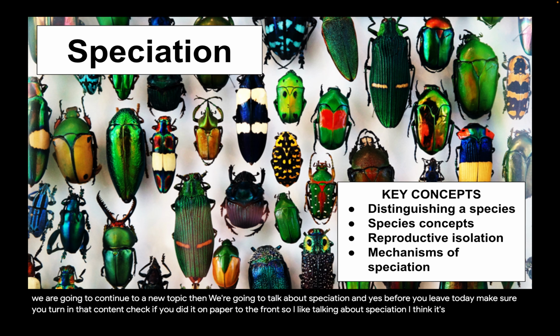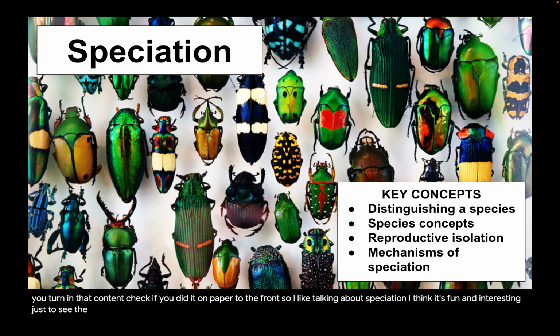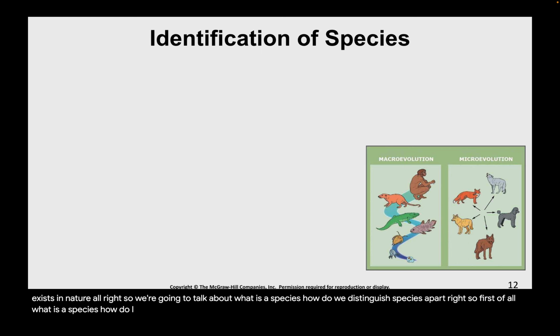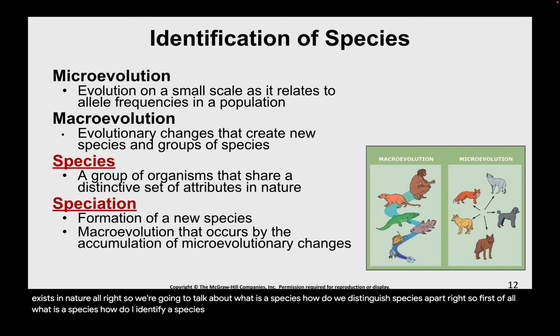I like talking about speciation. I think it's fun and interesting just to see the variety that exists in nature. So we're going to talk about what is a species, and how do we distinguish species apart? First of all, what is a species? How do I identify a species? Well, there's some terminology that we have to understand before we can dive into that question.